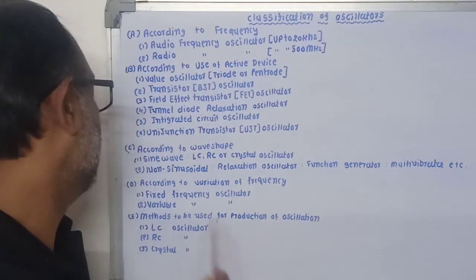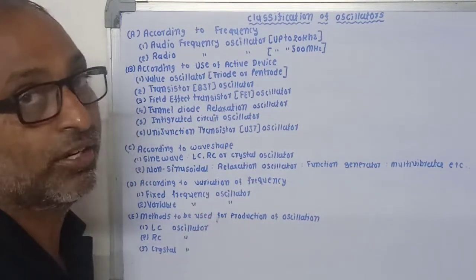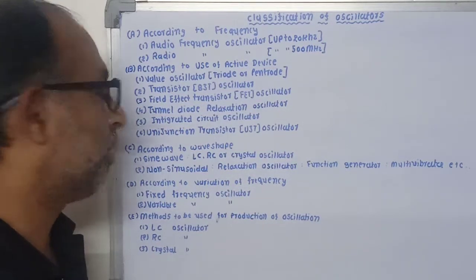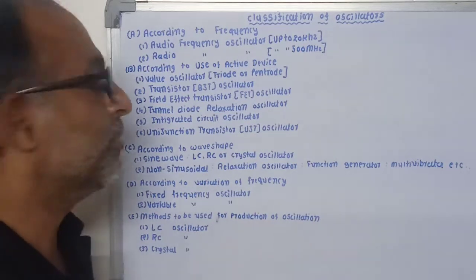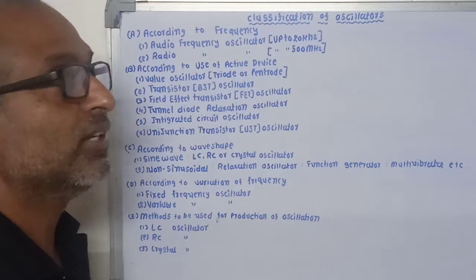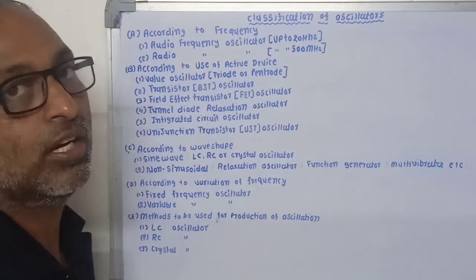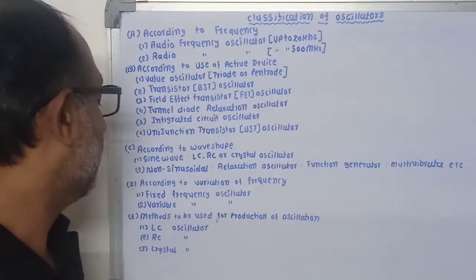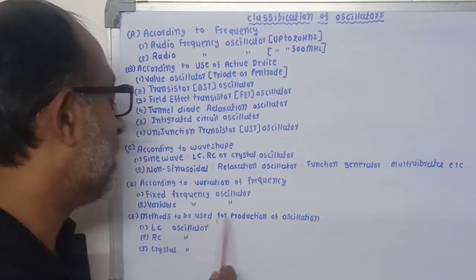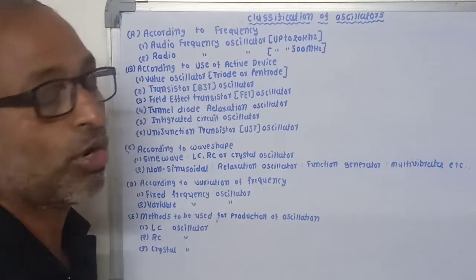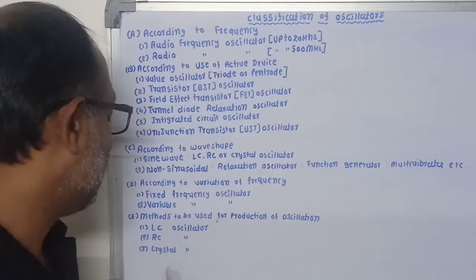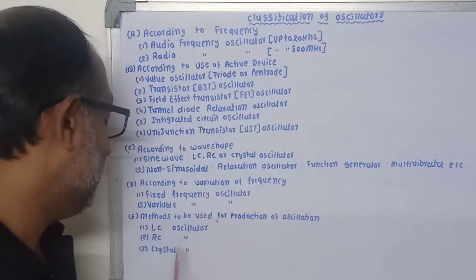D, according to the variations of the frequency. First, fixed frequency oscillator. In this type of oscillator, the value of frequency is fixed. It cannot be changed. Second, variable frequency oscillator. In this type of oscillator, we can vary the frequency. That's why it is called a variable frequency oscillator. E, method used for the production of oscillation. First, LC oscillator, second, RC oscillator, and third, crystal oscillator.